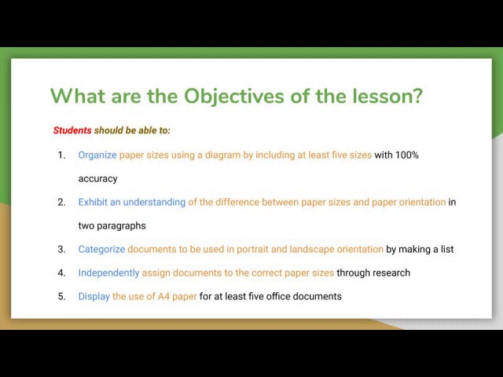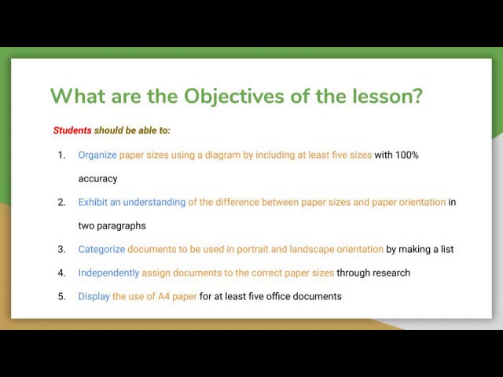The third one is students should be able to categorize documents to be used in portrait and landscape orientation by making a list. So I want them now to go about their way and categorize documents that you could use in portrait view and documents that could be printed in landscape. I mean literally anything, like daily lives, what kind of items or documents you see in portrait or landscape view. Have them think outside the box. They should be able to do that by just making a simple list.